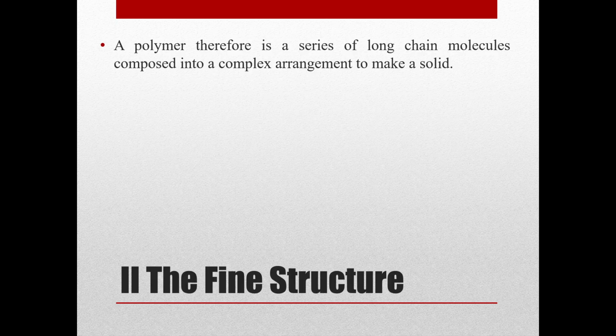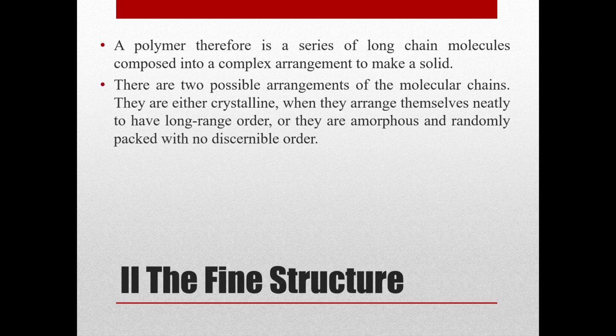A polymer, therefore, is a series of long chain molecules composed into a complex arrangement to make a solid. There are two possible arrangements of the molecular chains. They are either crystalline, when they arrange themselves neatly to have a long range order, or they are amorphous and randomly packed with no discernible order.